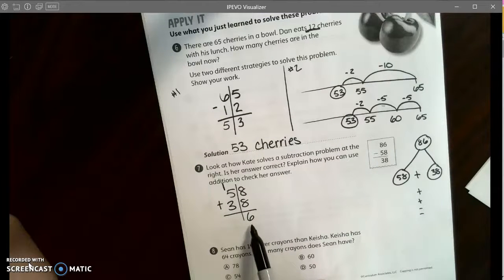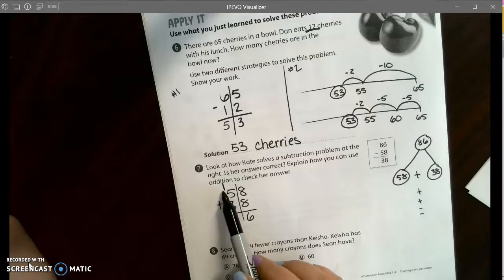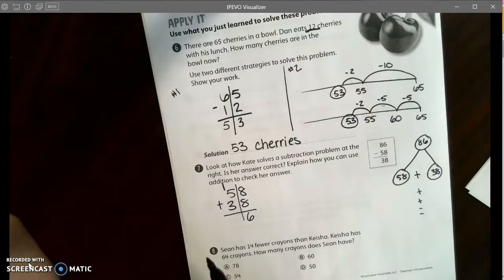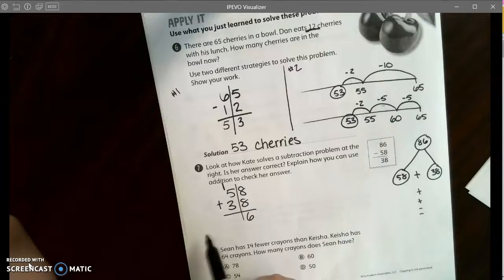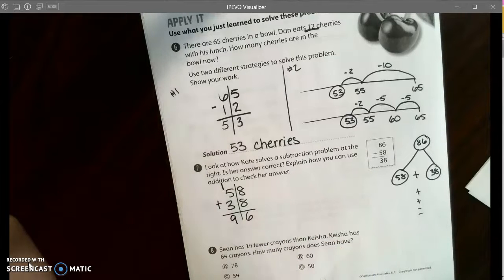My 6 goes here, and I have to carry the 1 over. So I'm adding another one. 5 plus 1 is 6. 6 plus 3 is 9.